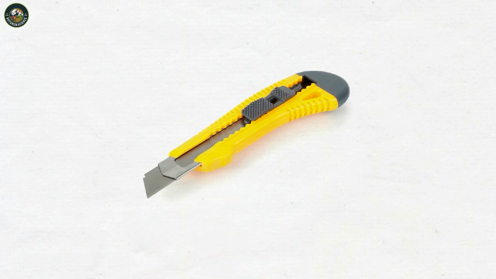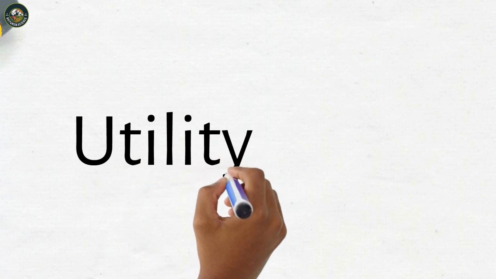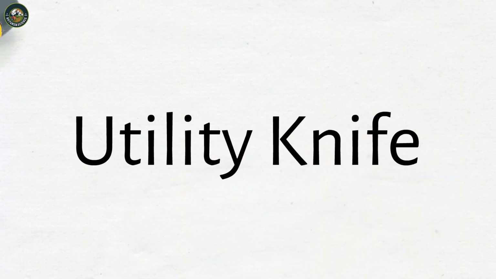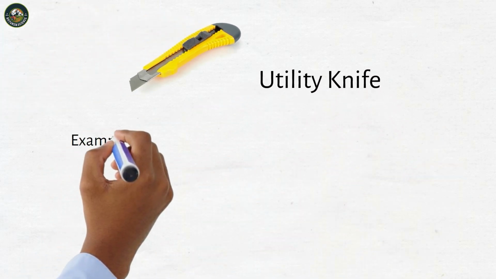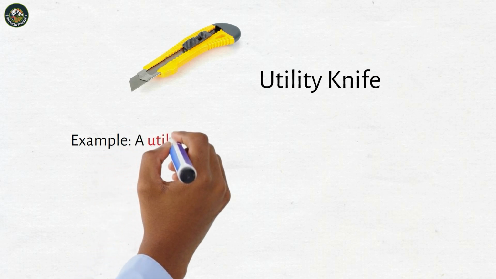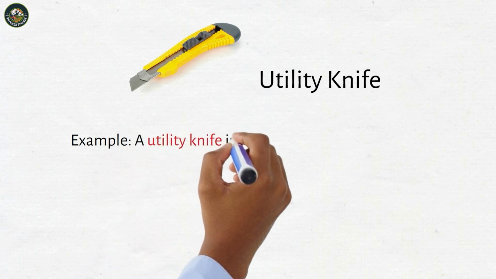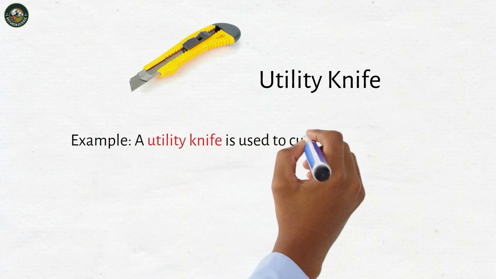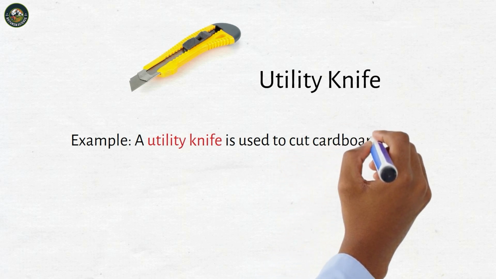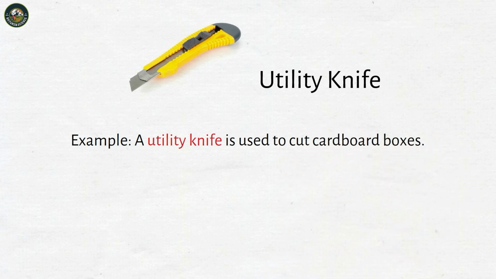Repeat after me. Utility knife. Example: A utility knife is used to cut cardboard boxes.